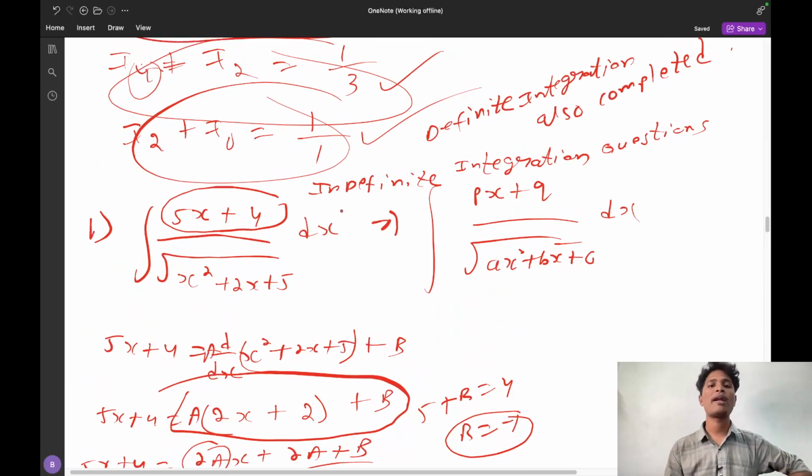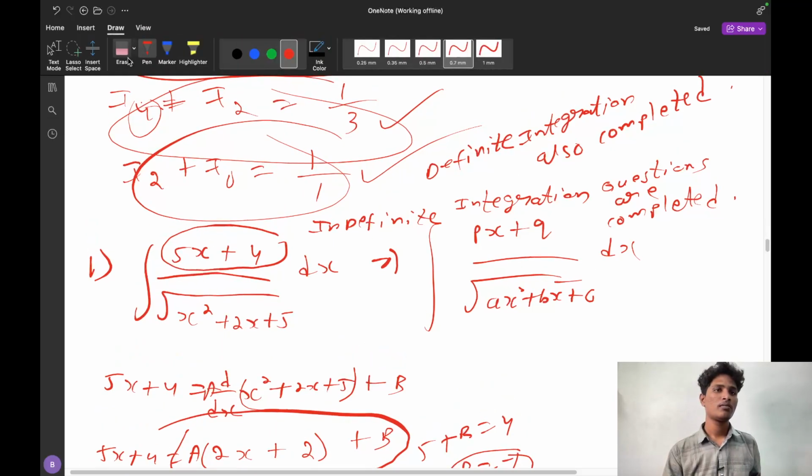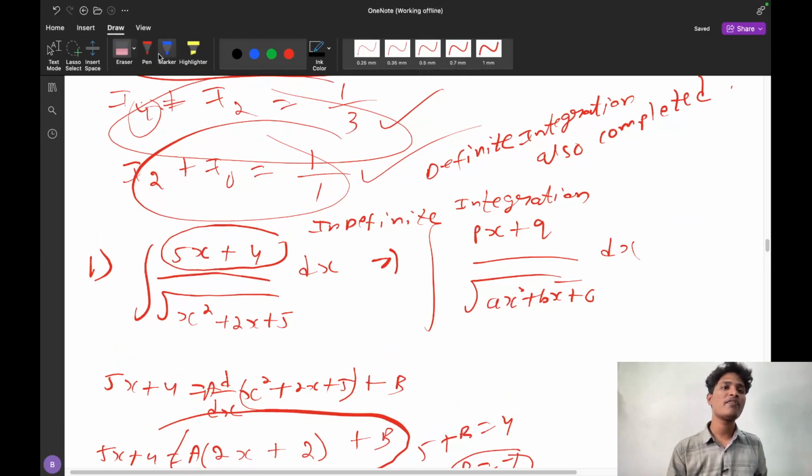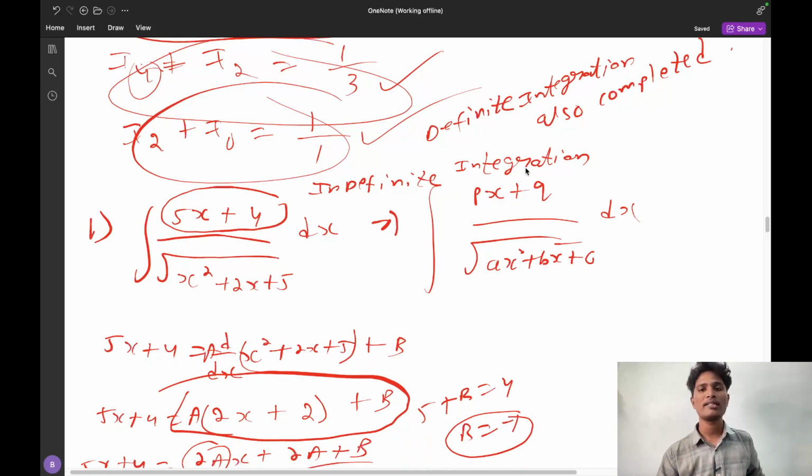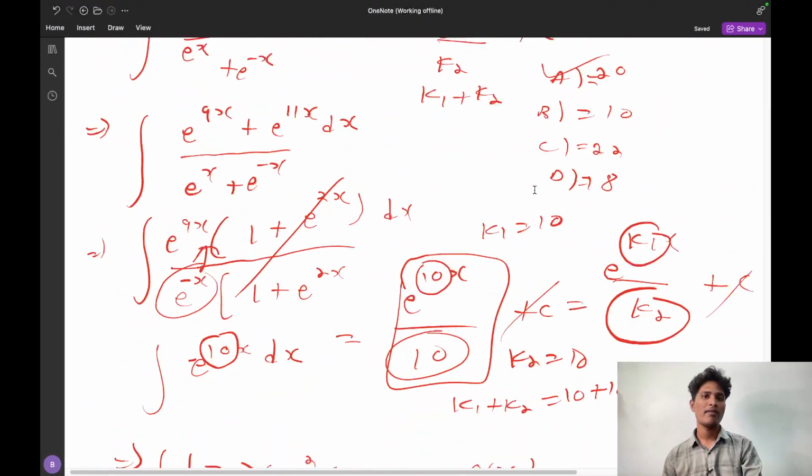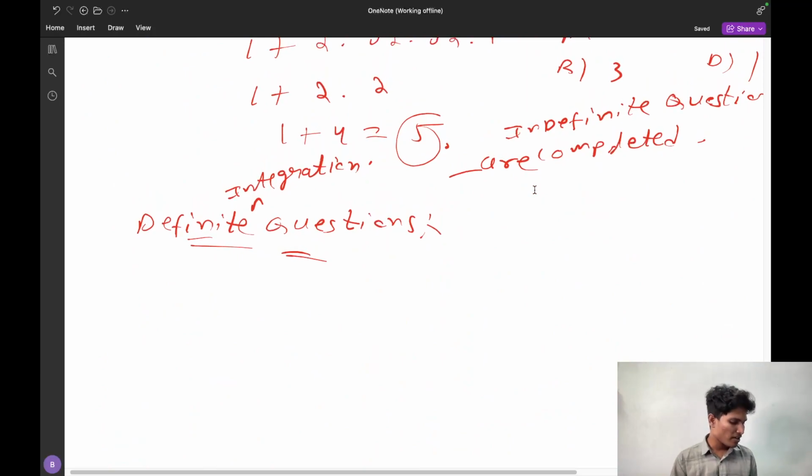For your simplicity, I am writing here that the indefinite integration questions are completed. When you refer to the notes, it will be easy for you. These are the indefinite integration questions. So these are completed, and I will discuss the definite integration questions.